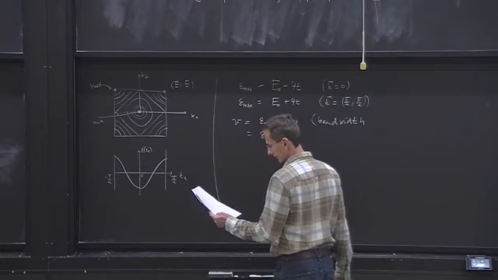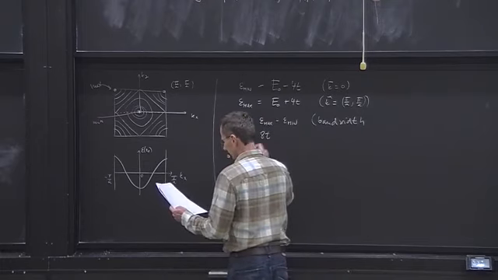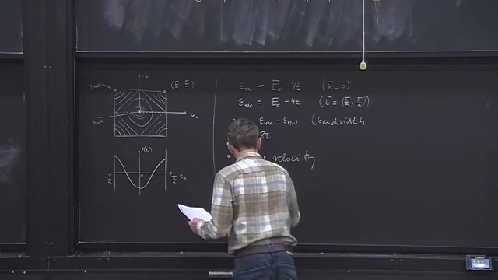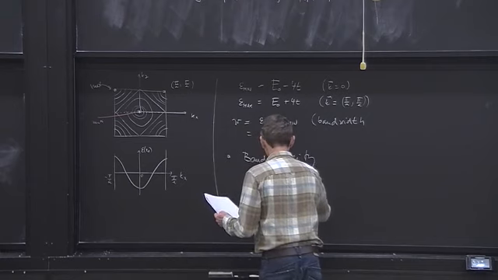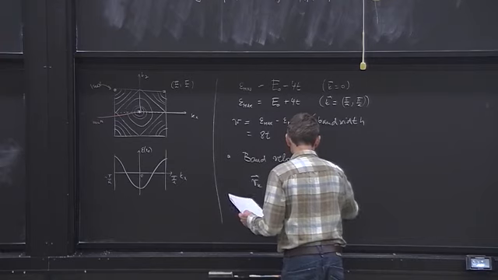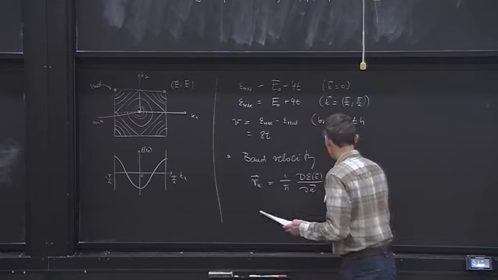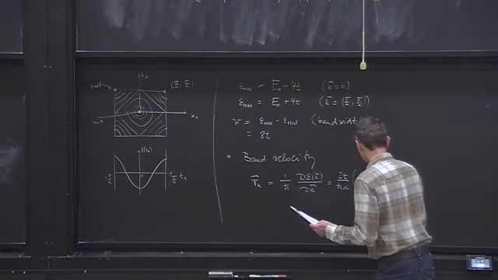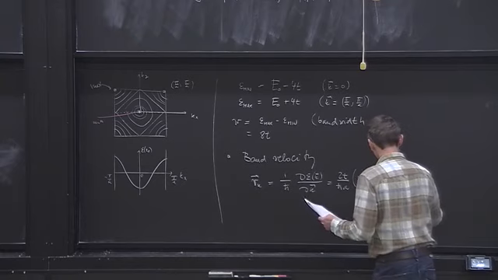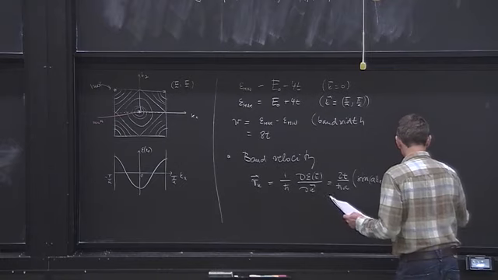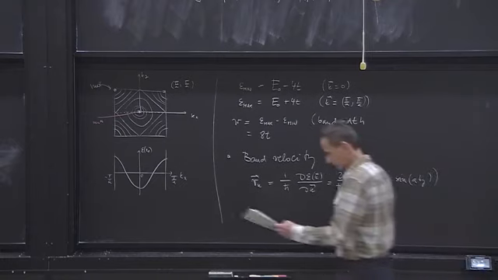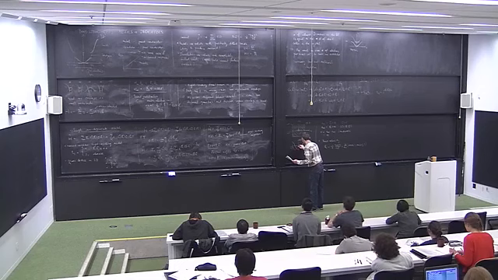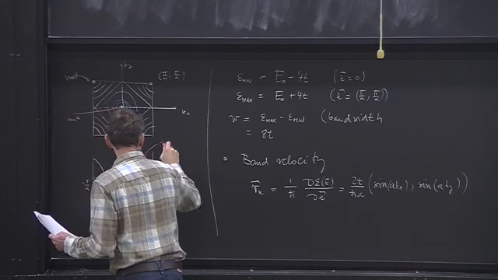One other thing that is kind of fun to plot is the band velocity. v of k is 1 over h bar d epsilon of k dk. So this is a vector which is 2t over h bar times a, and it's a two-component vector, sine(a kx), sine(a ky), like this. And it's a fun thing to plot this band velocity, which I can plot in a different color here. And it looks like this. So this is v of k.